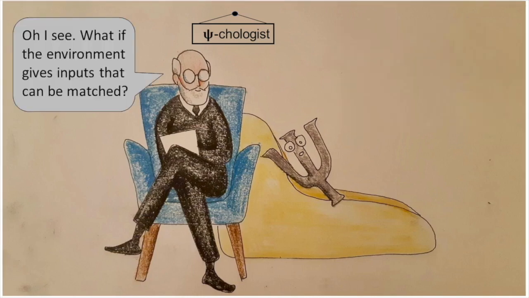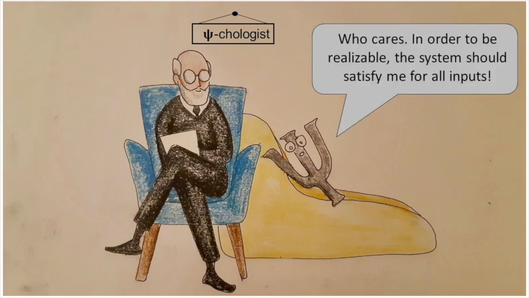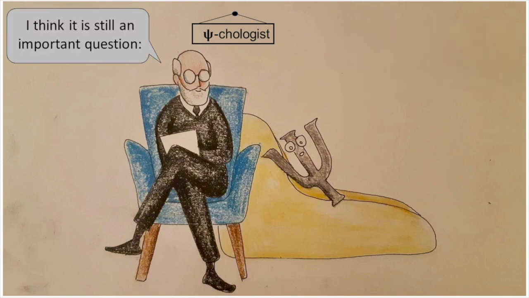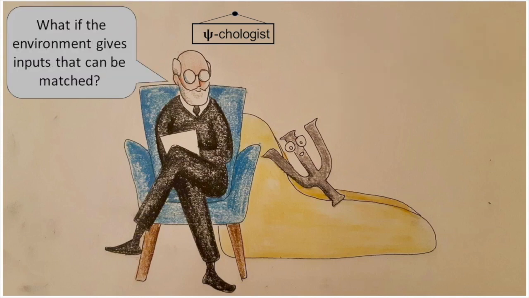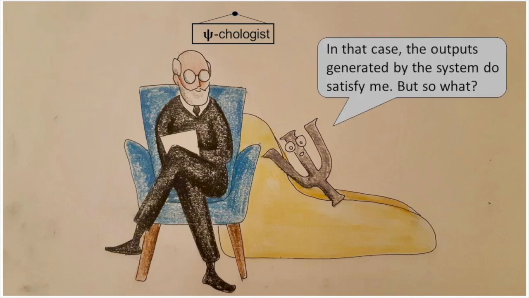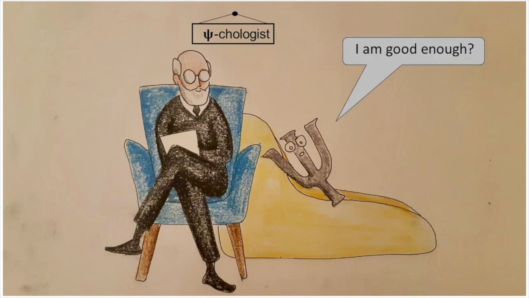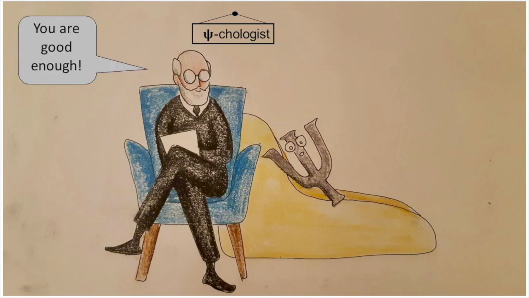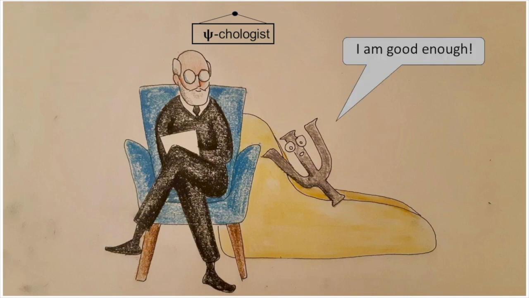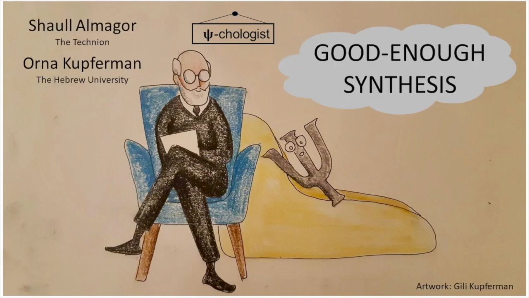Oh, I see. And what if the environment gives inputs that can be matched? Who cares? In order to be realizable, the system should satisfy me for all inputs. I think it is still an important question. What if the environment gives inputs that can be matched? In that case, the outputs generated by the system do satisfy me. But so what? Then you are good enough. I am good enough? You are good enough. I am good enough!